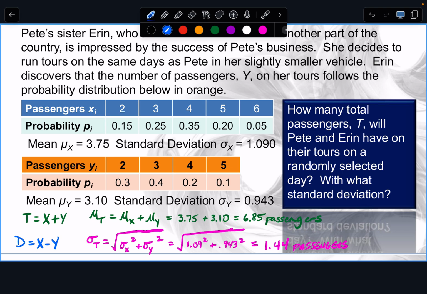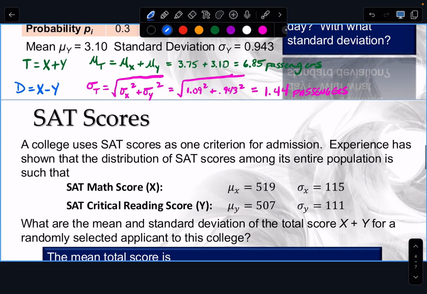Okay. So then the next one here. So college uses SAT scores as one criterion for admission. Experience has shown that the distribution of SAT scores among its entire population is such that the SAT math score, which they're defining as random variable x, has the mean and standard deviation given there, and the SAT critical reading score y has the mean and standard deviation given there. So it says, what are the mean and standard deviation of the total score, x plus y, for a randomly selected applicant to this college?